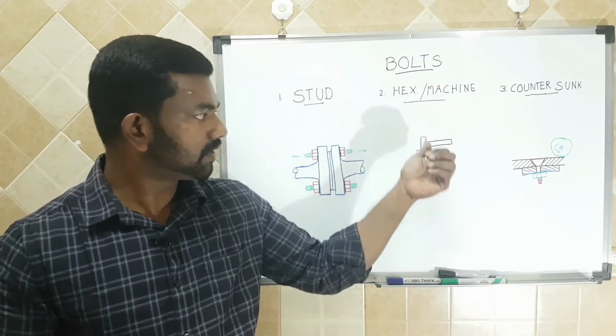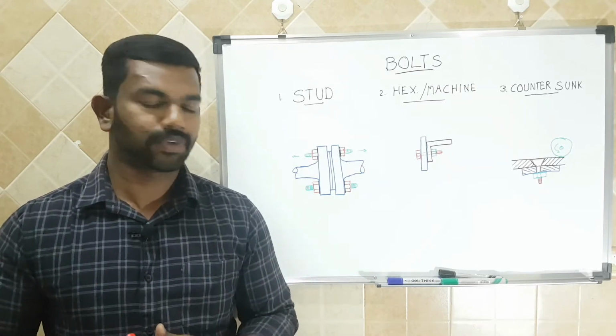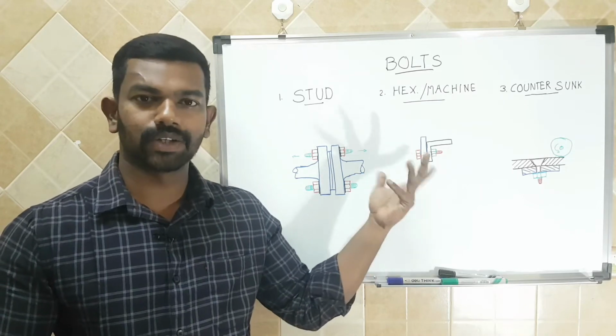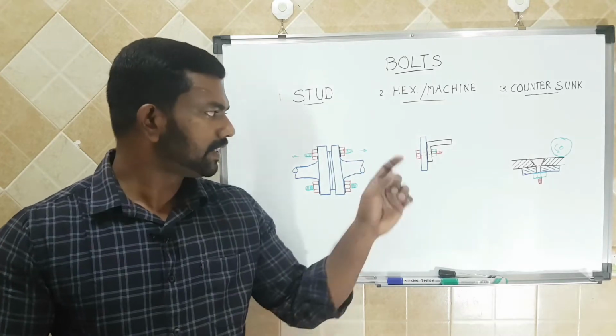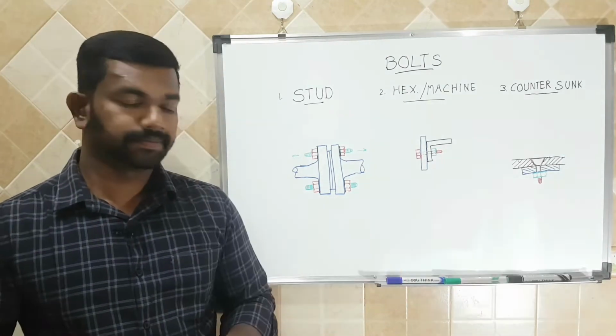Second, the hex bolt. This we use only for initial installation purposes. For example, we need to install one structure. There is no need to remove it frequently. Once it is installed, it is lifelong, it will stay in the same condition. For this kind of application, we choose hex bolts.